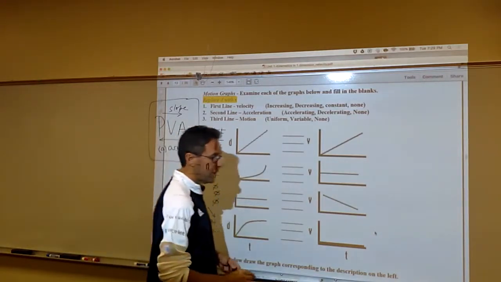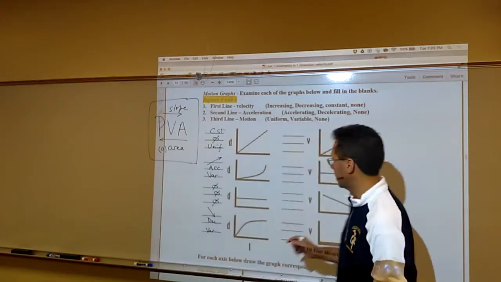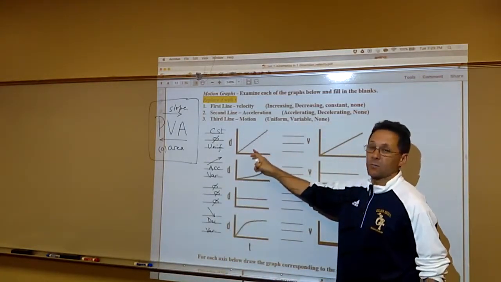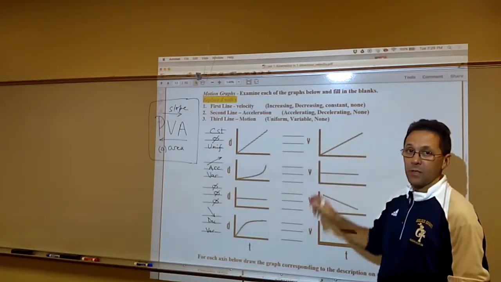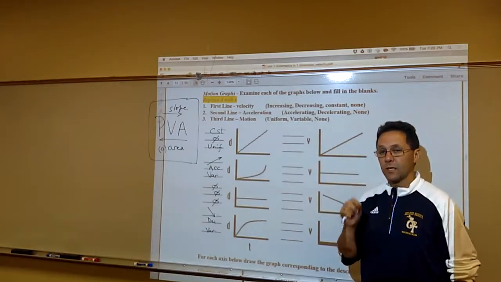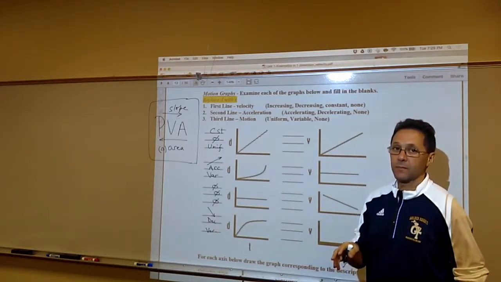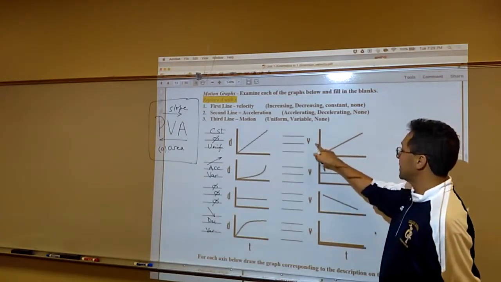Now this is where you have to be super careful. Now we're changing from a position time to a velocity time. You cannot look at these graphs the same way. They are very different. Okay? This is a velocity time graph.